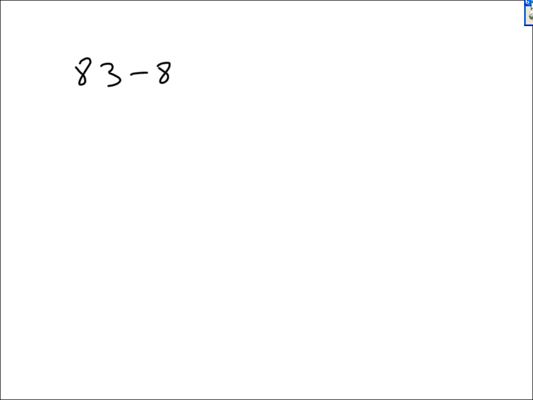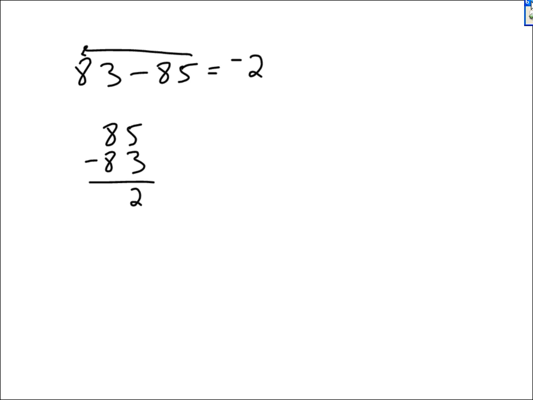Take away 85, I would read that backwards. 85 minus 83 is simply 2. But it's not 2, the answer. It's negative 2. Whatever sign you got from reading it backwards, the answer is now going to be the other one, negative 2.